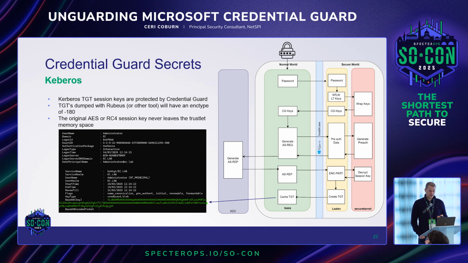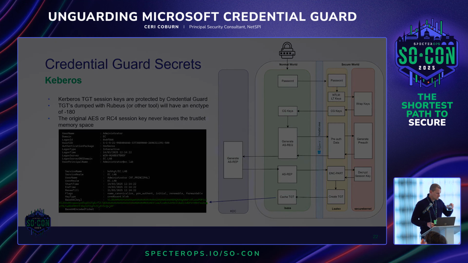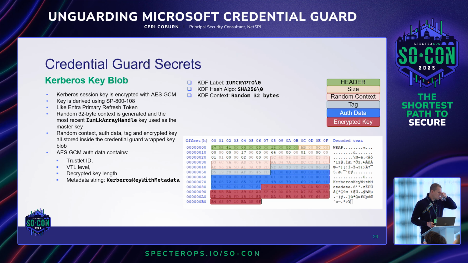So the value of the key is -180, but more recent versions of Rubeus actually highlight that it is a Credential Guard protected blob. So what does that blob look like?